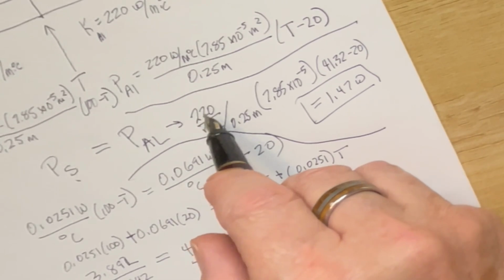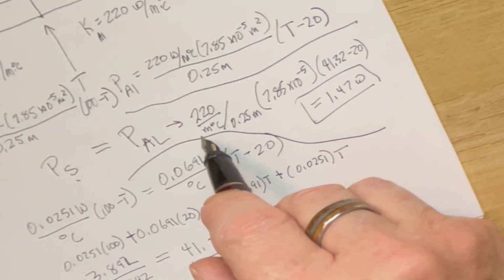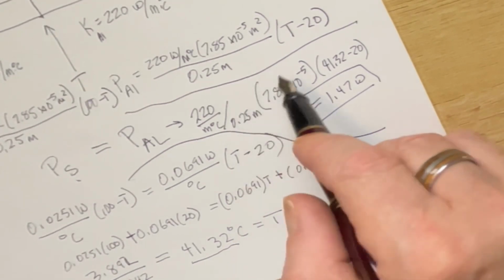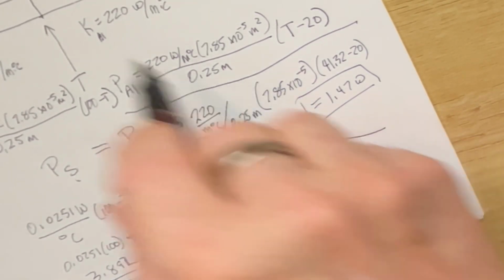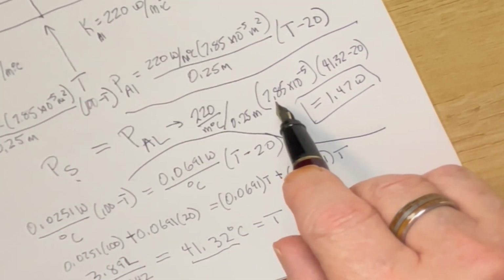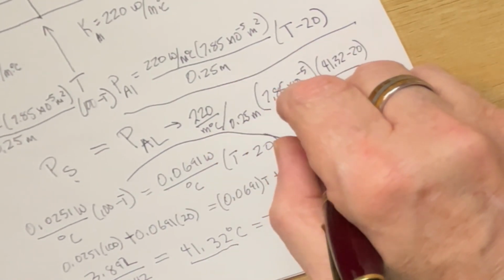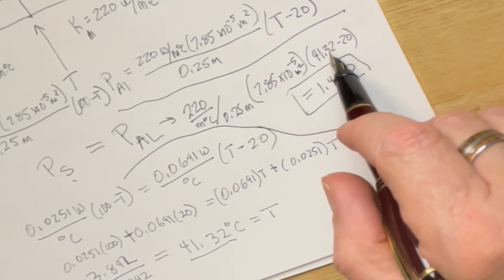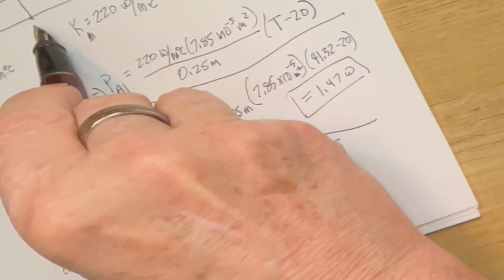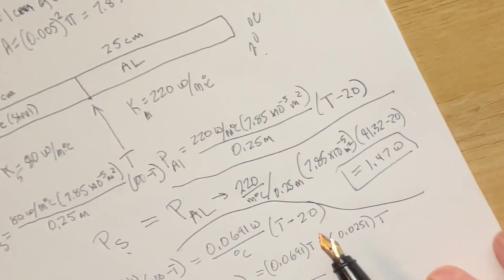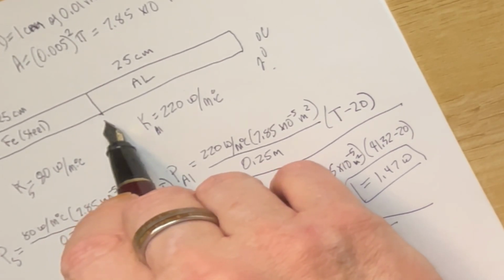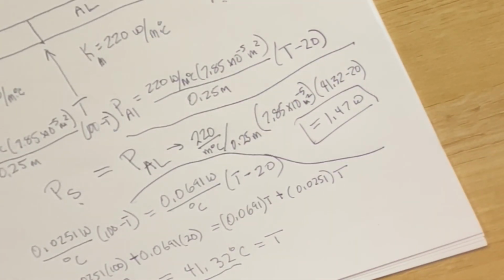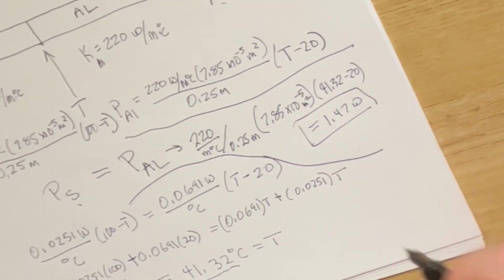The P will be the K of aluminum, which is 220 watts per meter degrees Celsius, divided by 0.25 meters, times the area of the tube, which is 7.85 times 10 to the negative 5 meters squared, times the temperature change, which is 41.3, which is what it is here, down to 20 degrees. And the 41.3 is from here, and then it goes down to 20 degrees, so that's our temperature change. And it works out to 1.47 watts.